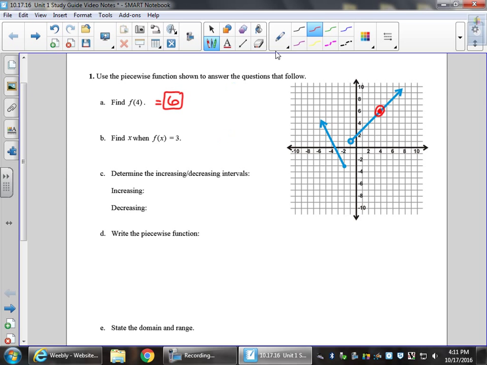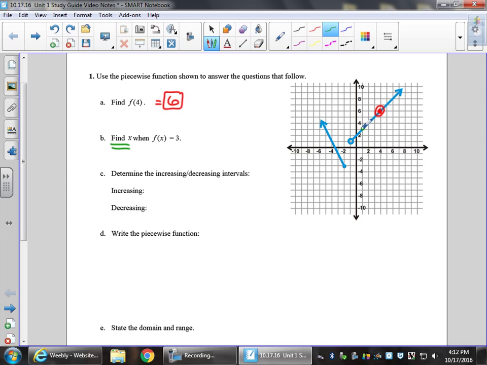B says find x. Right away, if it says find x, you should realize, well, I don't know x. What do I know? It says find x when f of x equals 3. So there's two approaches. One, if I have to find x, I don't know it, so I must know y. Another way to approach it, we know that f of x is the same thing as saying y. So I'm being told y equals 3. So if y equals 3, we go to 3. Here's 1, 2, 3. Here's 3 on the y-axis, and we ask ourselves, when y equals 3, what is x?